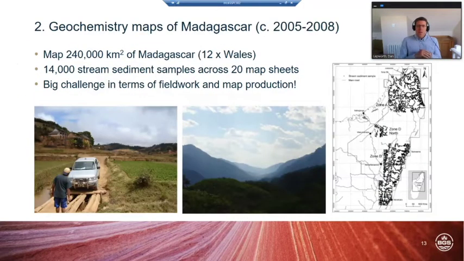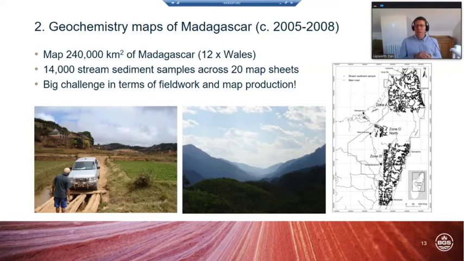So my second example was a bit further on, a few years later, and I was involved in a large geochemical mapping project in Madagascar to look at the stream sediment geochemistry of Madagascar. So this was mapping a very large area, 240 kilometers squared area within Madagascar. That's roughly 12 times Wales. That's the kind of universal measure of size.